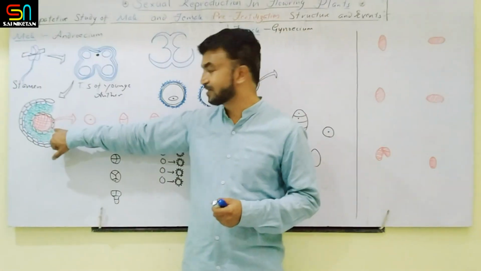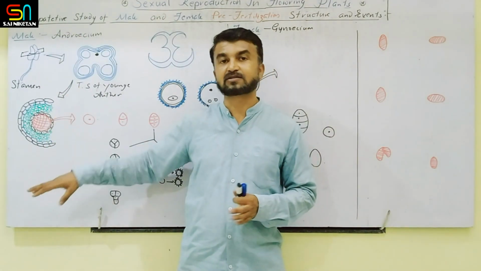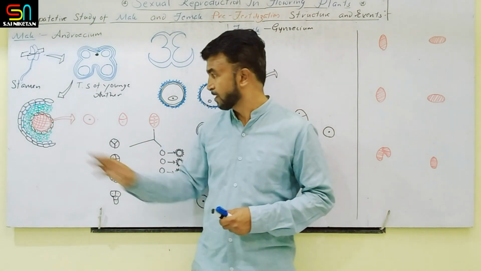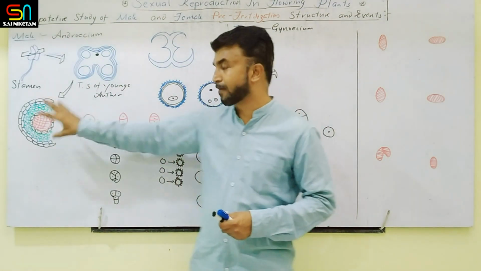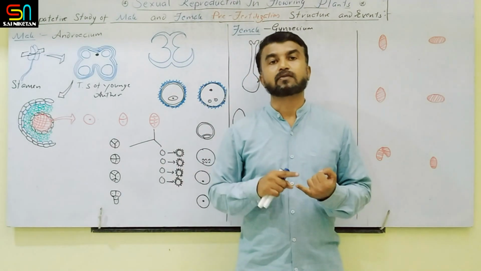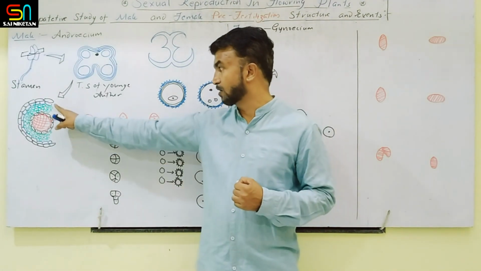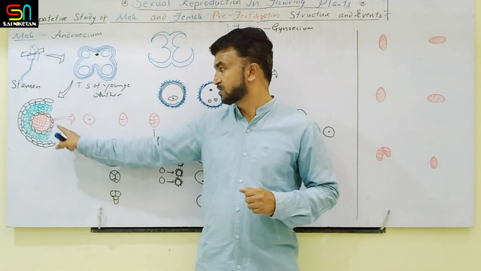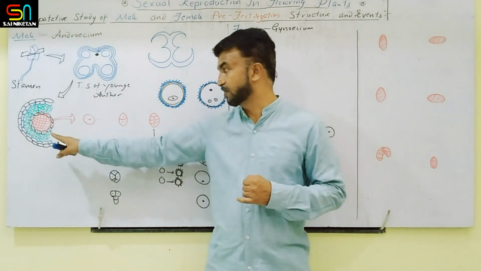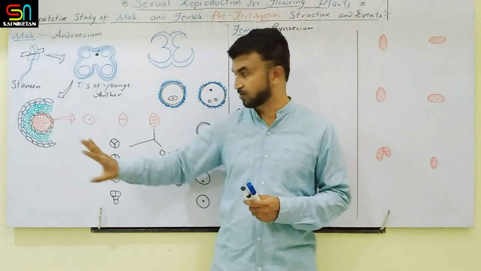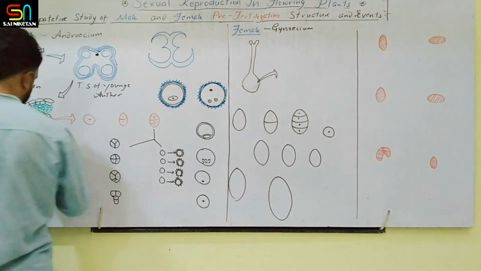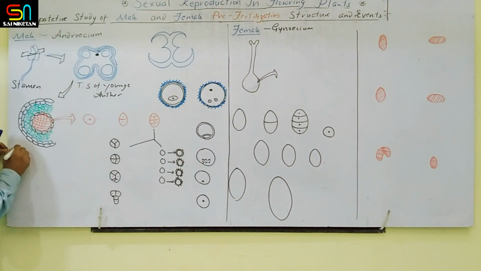Functionally this tapetum is very important. That is a separate 3 marks question. Clear? In anther and microspore, the major questions are: first, name the layers of the anther wall. Second, mention the functions of the tapetum. These are the 2 major questions. So this is a TS of a young anther. Now this is a microsporangium.